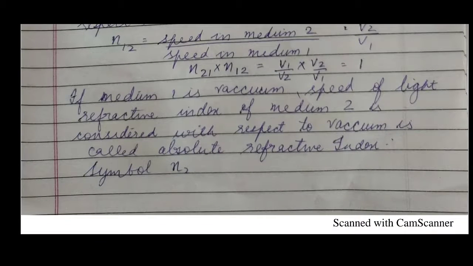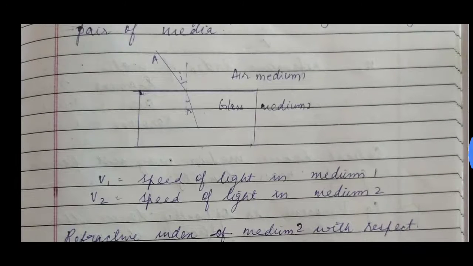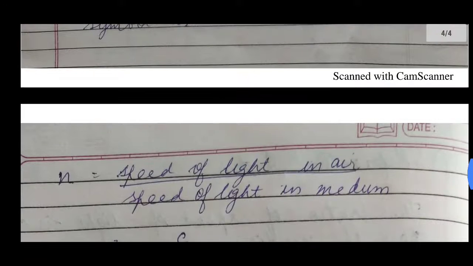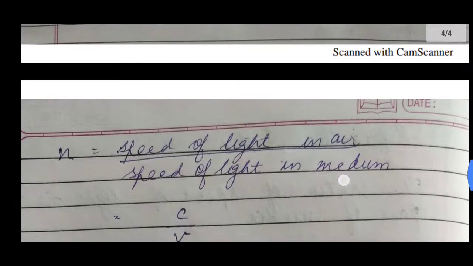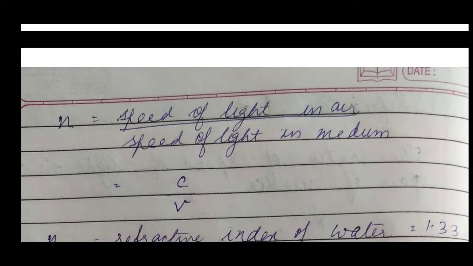If medium 1 is vacuum, the refractive index of medium 2 with respect to vacuum is called the absolute refractive index. We can say that when we consider the medium as air or vacuum, we get an absolute refractive index. So n is the speed of light in air upon the speed of light in any other medium, glass medium or water medium or anything.